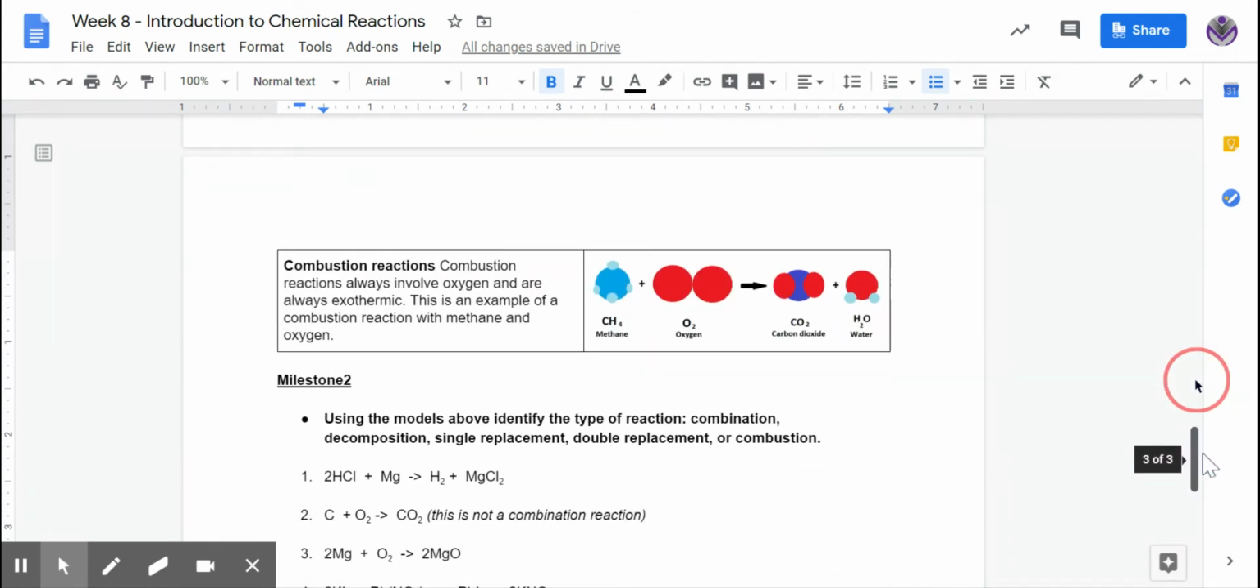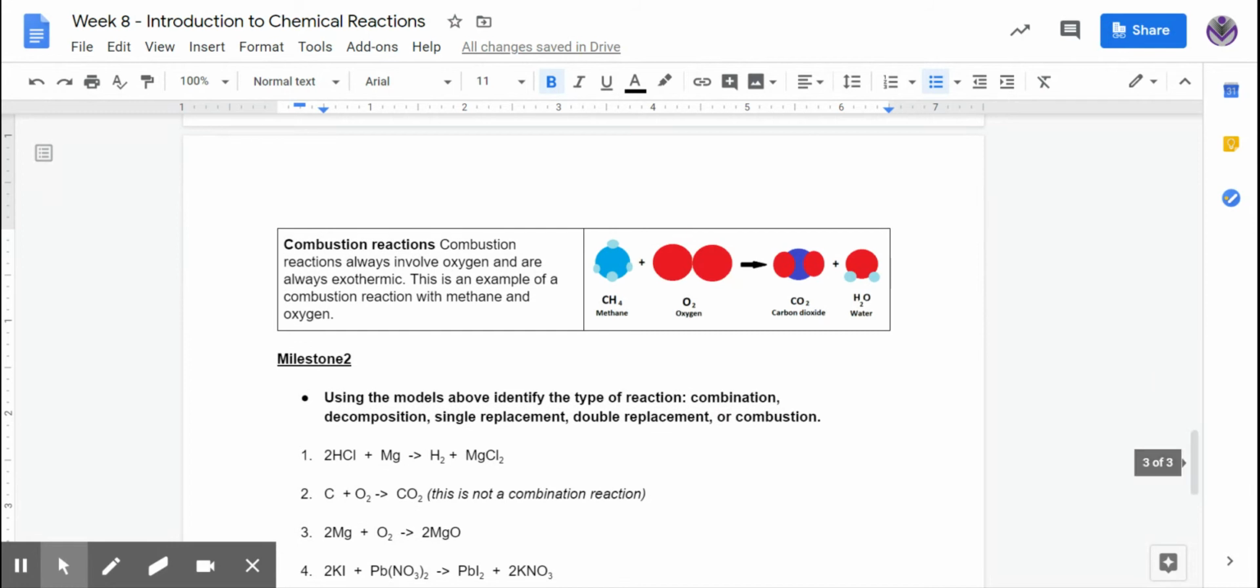And then this is a combustion reaction, and a combustion reaction has two things going on. One, it has to involve oxygen, and two, it's an exothermic reaction. So combustion, think of a combustion engine, right? You have your car, right? And the gas comes into the cylinder, right? And then there's some air.